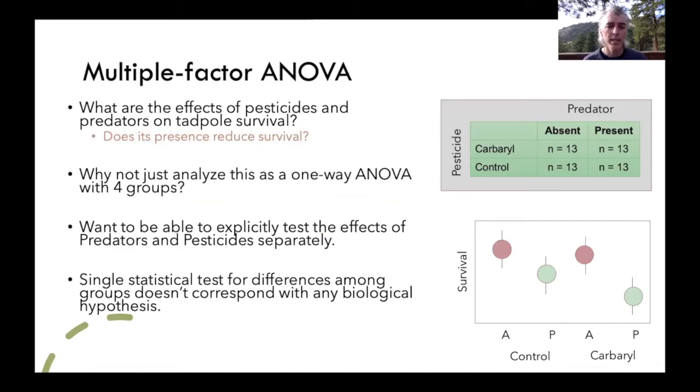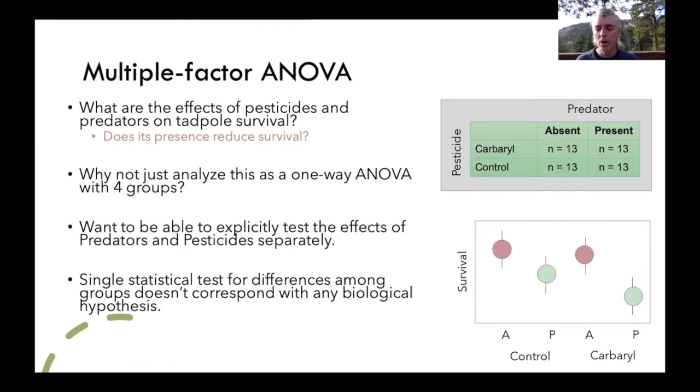So let's say we were interested in testing the influence of both pesticide exposure and predator exposure on the survival of tadpoles. And we did this in a factorial way where we had 2 predator treatments and 2 pesticide treatments, where we had individuals assigned to receive one of these 4 different combinations of predator and pesticide treatments in a factorial design. So here we've got 4 different combinations. So why wouldn't we simply analyze these 4 different groups in a one-way ANOVA with 4 different groups?